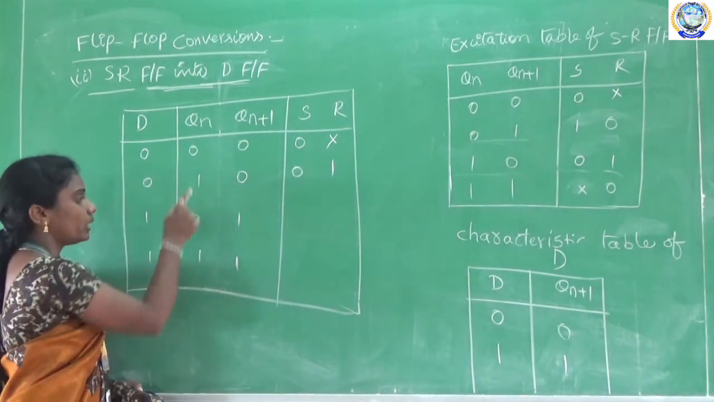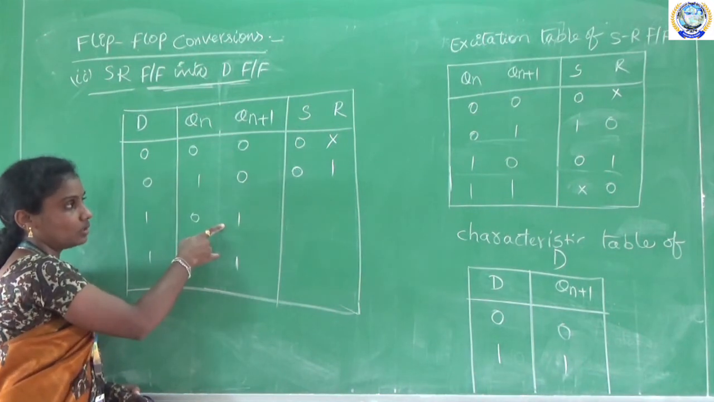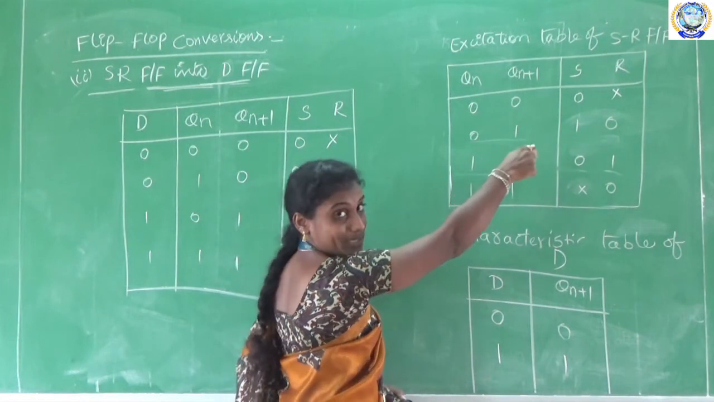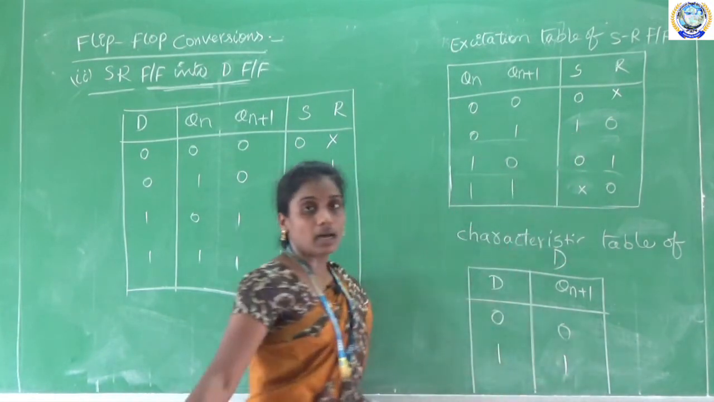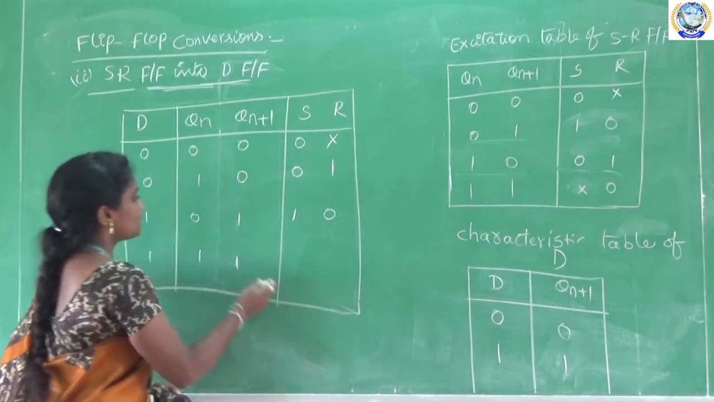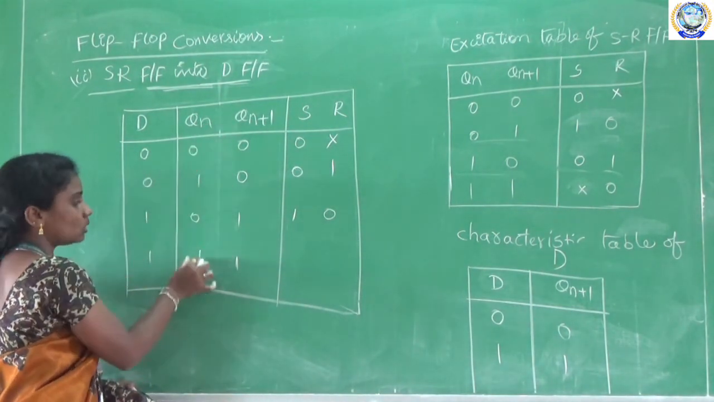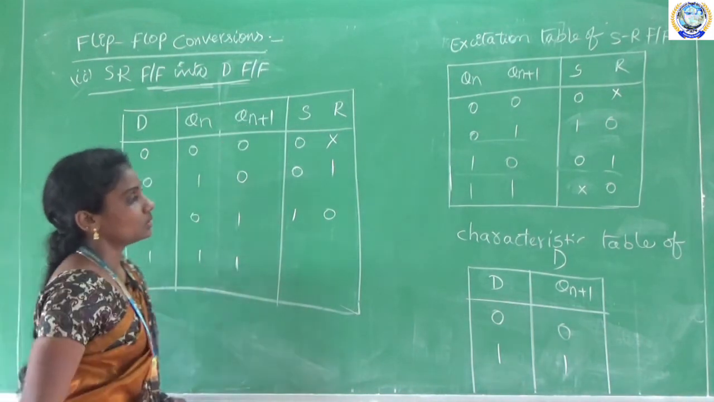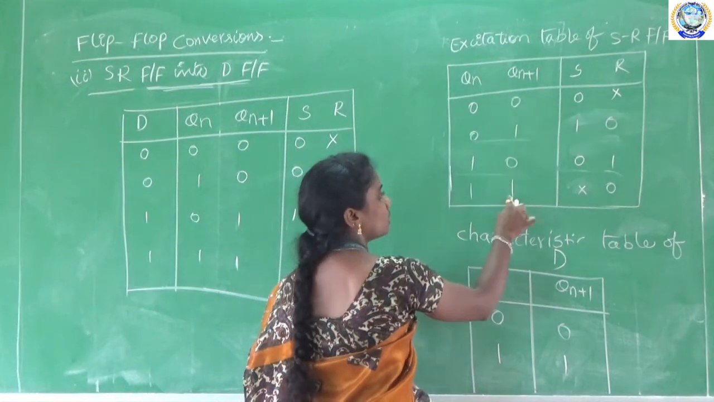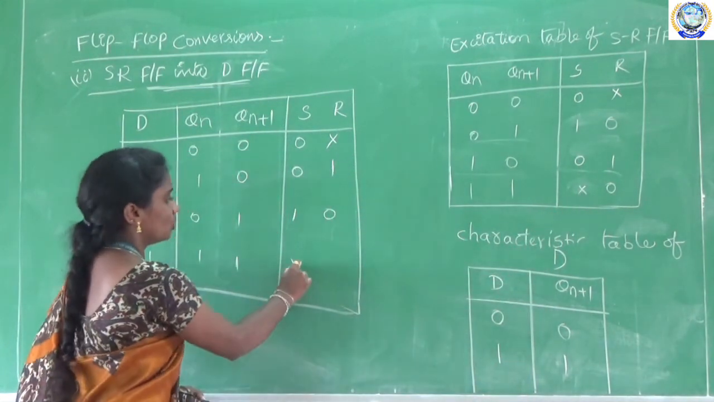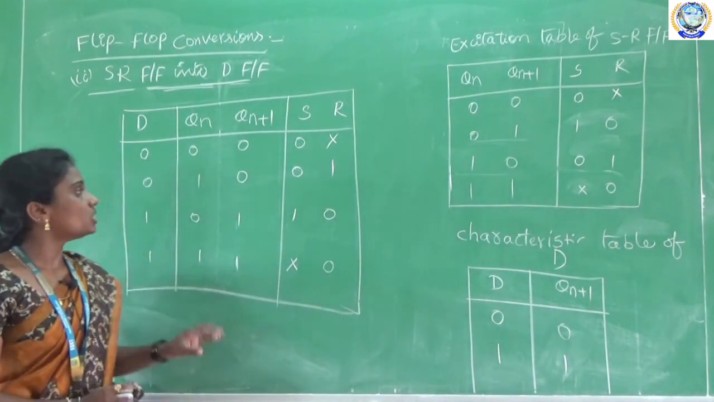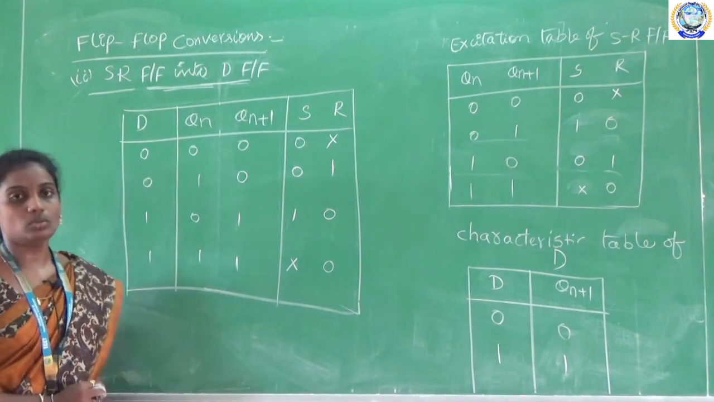Next, when Qn equal to 0, Qn plus 1 equal to 1. What is S and R? S equal to 1 and R equal to 0. Next, last condition, Qn equal to 1 and Qn plus 1 equal to 1. Then what are the values of S and R? S equal to don't care and R equal to 0. So this is the conversion table for SR flip-flop into D flip-flop.